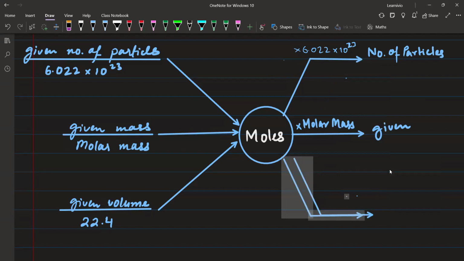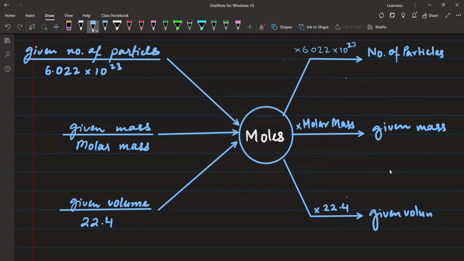And lastly, if you have the number of moles, you have to multiply it by 22.4. This will give you the given volume. You copy this down.